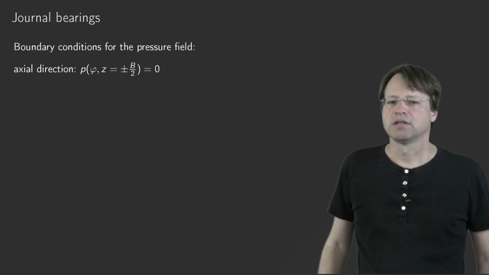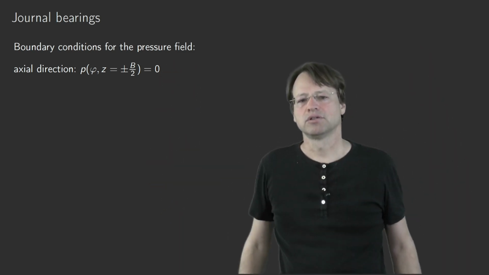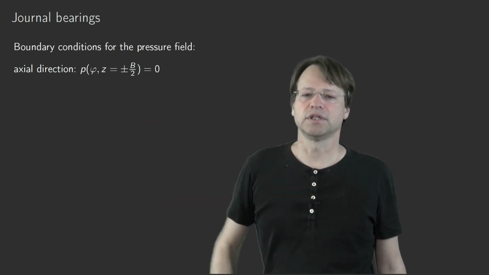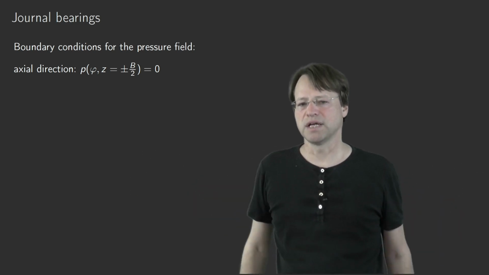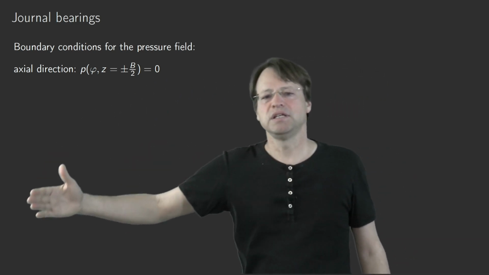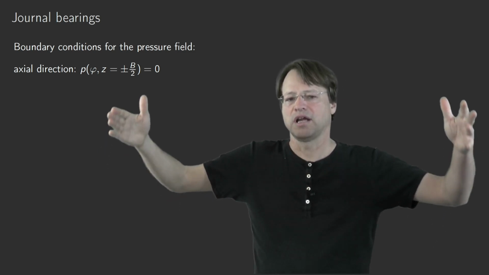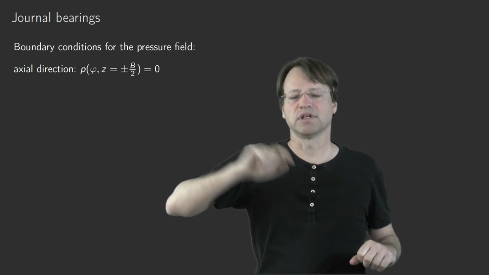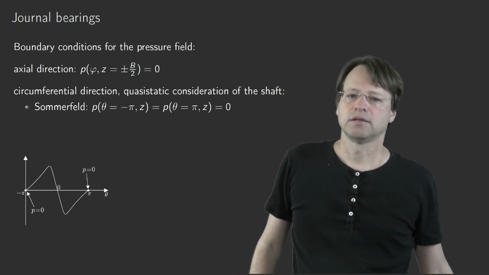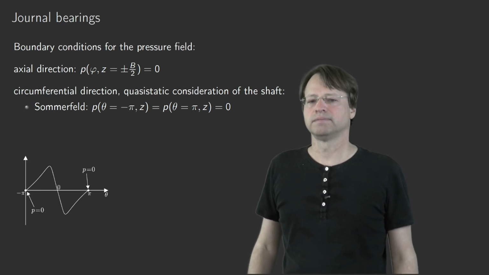In axial directions, things are quite clear. You assume that you have ambient pressure, so the pressure difference, which is p, is 0 at the two boundaries, which is, well, if B is the width of the bearing and you start with your coordinate system in the center of the bearing, you have minus B divided by 2 and plus B divided by 2, and you are at the boundary and you have ambient pressure, so the pressure difference vanishes. Easy.